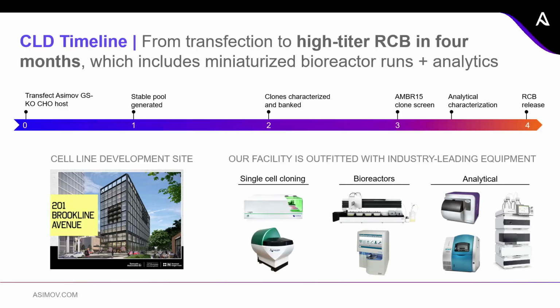And so to go back to cell line development, what we're able to do is go from transfection to high titer RCB within 4 months. This allows us to go from our host, our Asimov GS knockout CHO host, and then within a month, we're able to develop the stable pool, clone and characterize those, bank them, and then at the 3rd month, we'll do an Ambr 15 clone screen, and then finally, we'll do analytical characterization and release the RCB by month 4. And we're all able to do that at our cell line development site in 201 Brookline in Massachusetts.